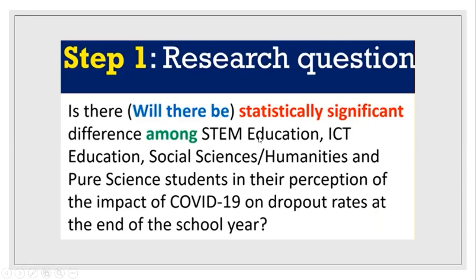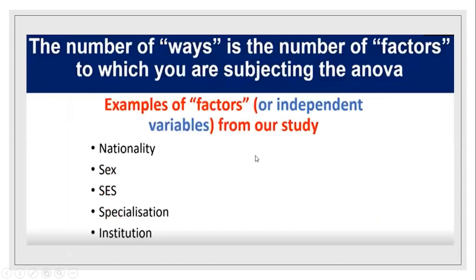And this one I'm taking is specialization. This specialization, I've divided it into 4. I'm talking about STEM education, ICT education, social science and humanities, and pure science students.